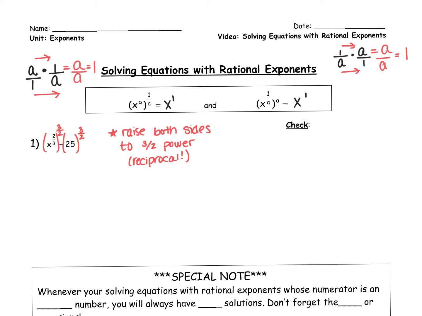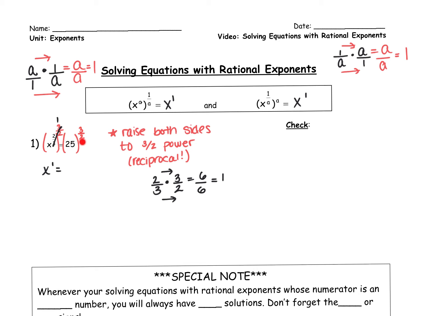So when I raise a power to a power, the rule is multiply. So you're multiplying 2/3 by 3/2. And when you multiply straight across, 2 times 3 is 6, and 3 times 2 is also 6. So 6 divided by 6 gives you 1. So when you raise both sides to the reciprocal power, the exponents cancel to 1. So we've got x to the first equals.